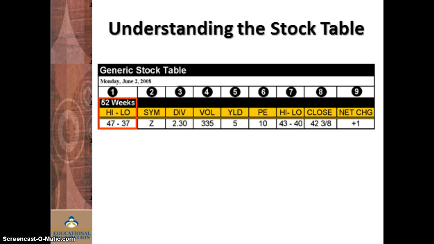Understanding the stock table. This slide illustrates a typical newspaper stock table. Here is how to read it. The first high-low column shows the highest and lowest prices at which the stock traded in the past year, or 52 weeks. In our example, the highest price was $47 and the lowest price was $37. SYM is the abbreviated name for the firm issuing the stock, the ticker symbol.